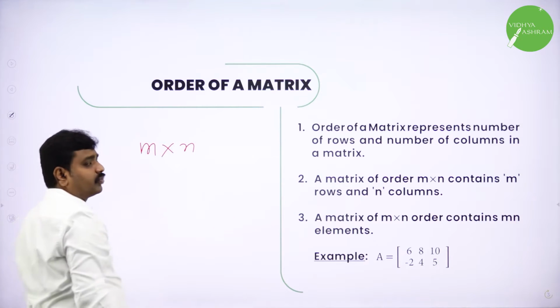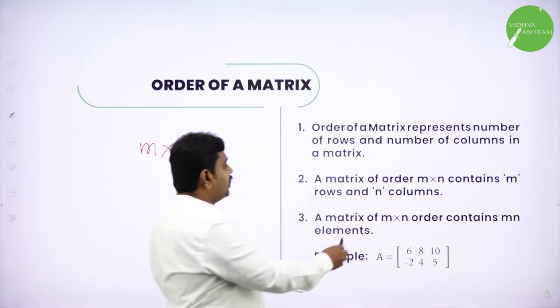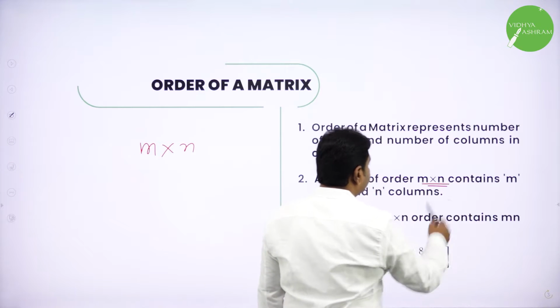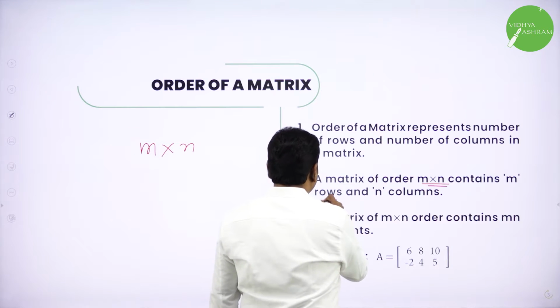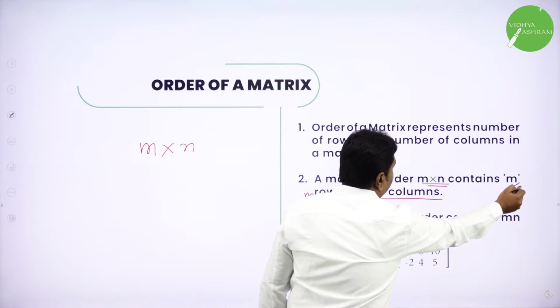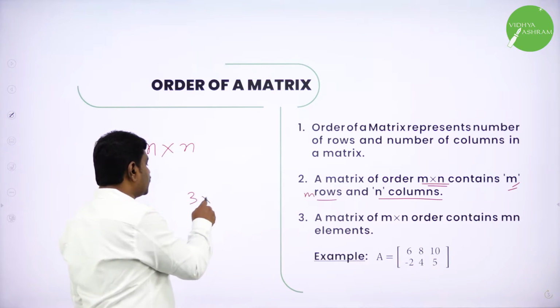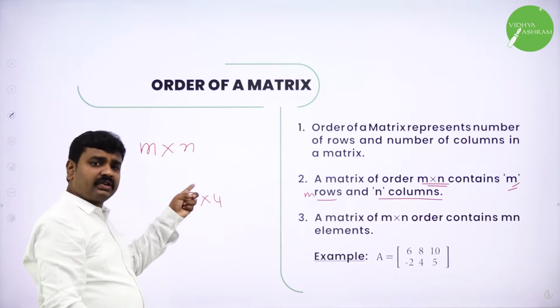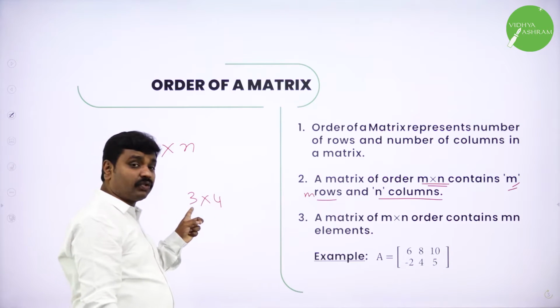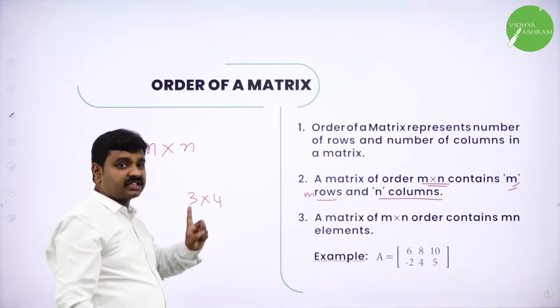M represents number of rows, n represents number of columns. A matrix of order m cross n contains m rows and n columns. If I tell matrix of order 3 cross 4, it contains 3 rows and 4 columns. Always we write number of rows first, then number of columns next.